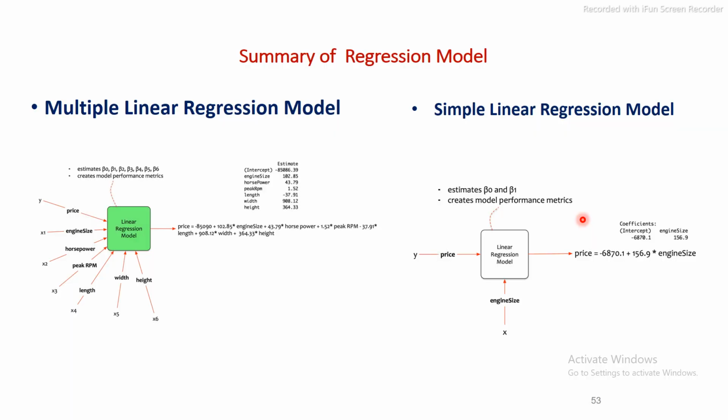So in multiple linear regression, how does it typically look? For example, price, engine size, horsepower, peak RPM, length, width, height. These are your x1 to x6. These are your independent variables, and price is the dependent variable. So price is depending on height, width, length, peak RPM, horsepower, engine size.